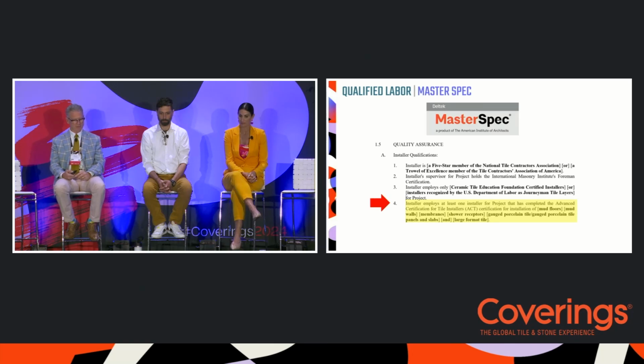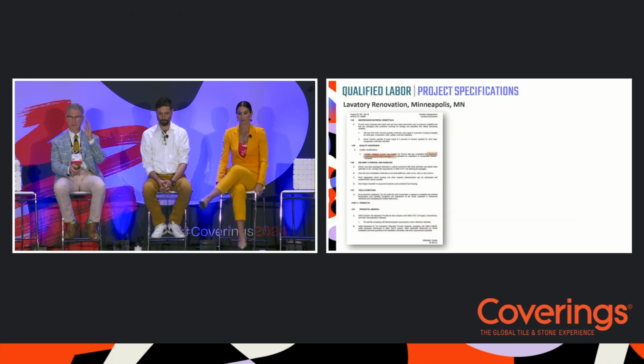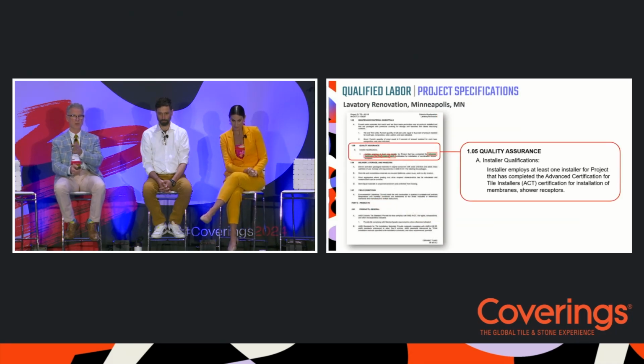So look at item number 4. Installer, that is the installing contractor, employs at least one installer, lowercase, that's the worker, for the project that has completed the ACT for installation of any one of the 7 programs. So the ACT are actually a group of 7 different skill areas, which I'll go into in a moment.